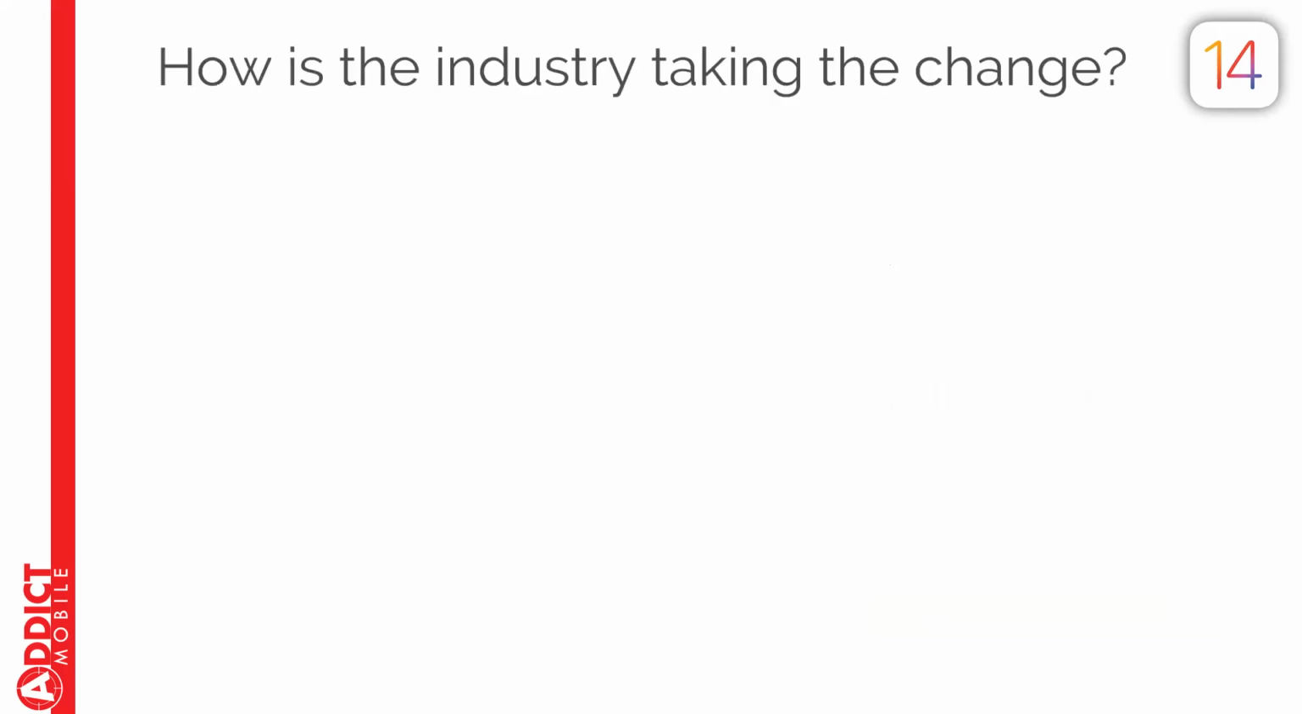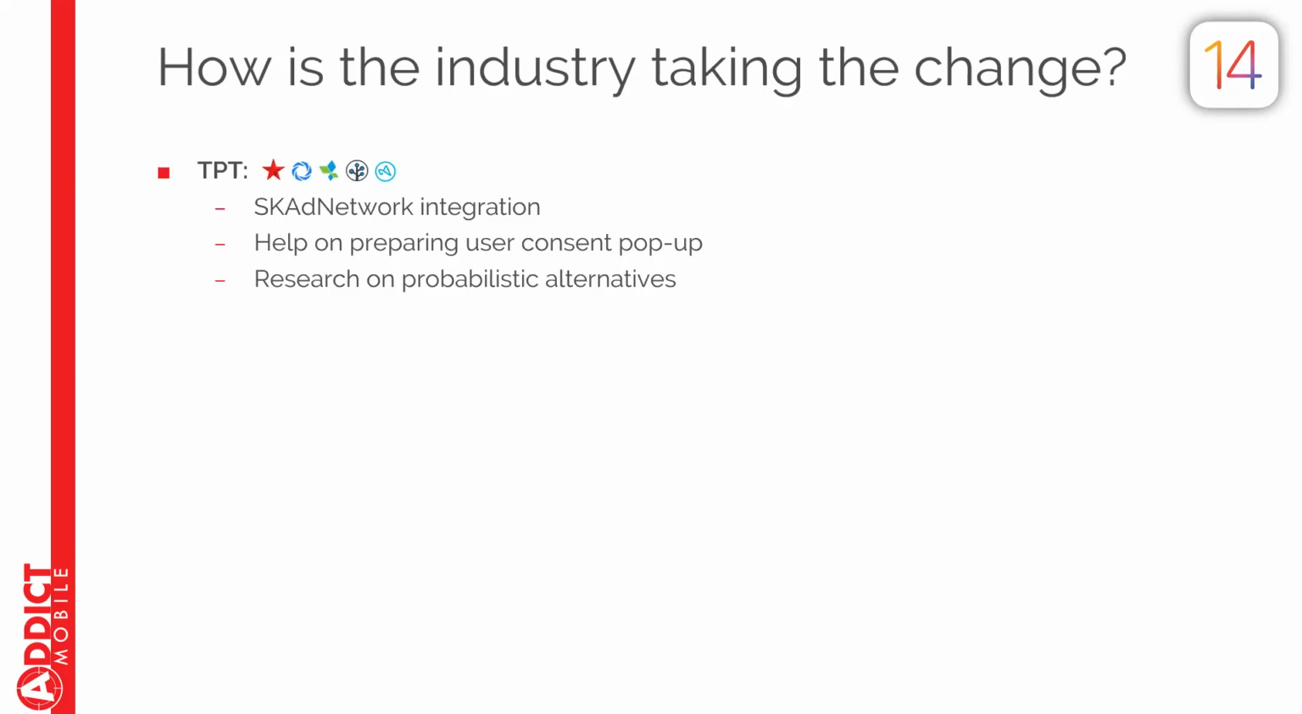So what you need to know about all of this: how is the industry taking the change? First of all, the third-party trackers that are in the middle of this change. It can be Kochava, Branch, AppsFlyer, Singular, Adjust, and any other attribution platform. What they do, first of all, is integrate SKAdNetwork. And the whole industry that needs to do it is really focusing on that.